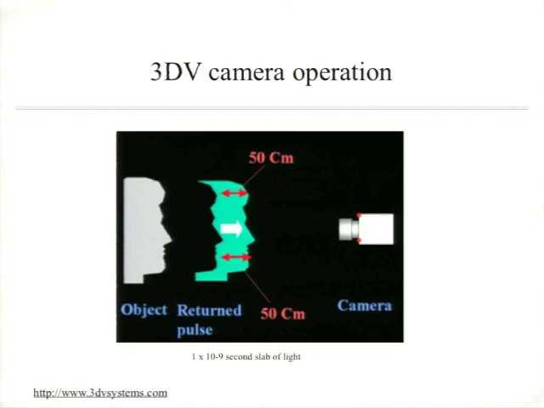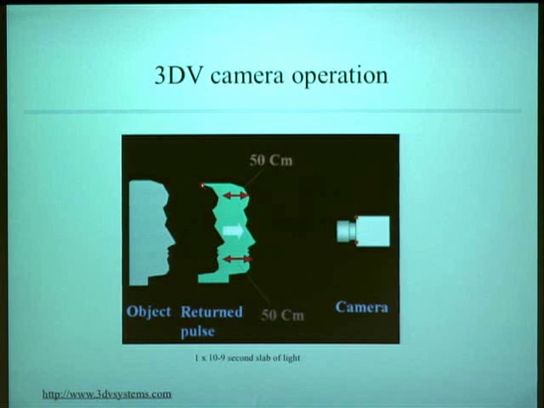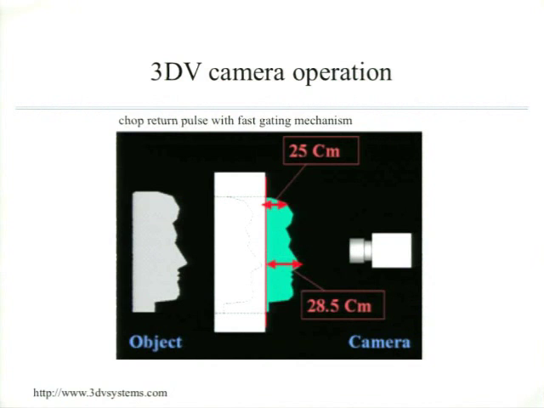I'm not sure. Anyway, they send a slab of light about 50 centimeters long out to the subject. Then this bounces back. So 50 centimeters is on the order of 10 to the minus 9 seconds worth of light. It bounces back, and now the things that hit an object which is close to you are ahead of the things which hit objects which are further away, so you've distorted this waveform. Then at the camera end, they quench the detection with a very fast shutter. So the camera only receives this amount of light.